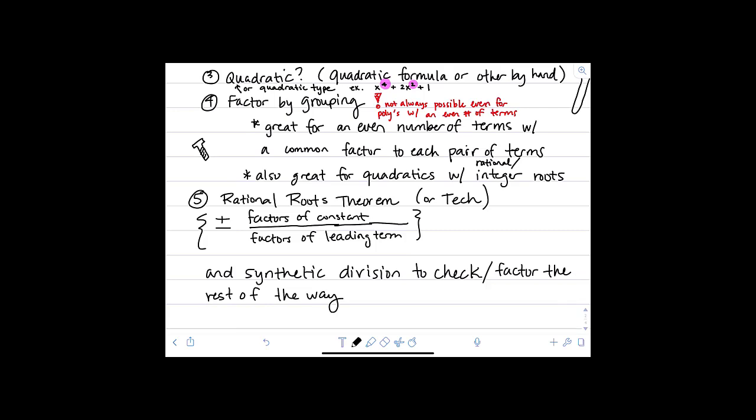So the list of possible rational roots is plus or minus the factors of the constant over the factors of the leading term. And I should be a little bit careful. It's not really the leading term, it's the coefficient, so it's just the number part of it. Okay, and also note that these are possible. Not all are winners. Basically it's a list of things to guess.